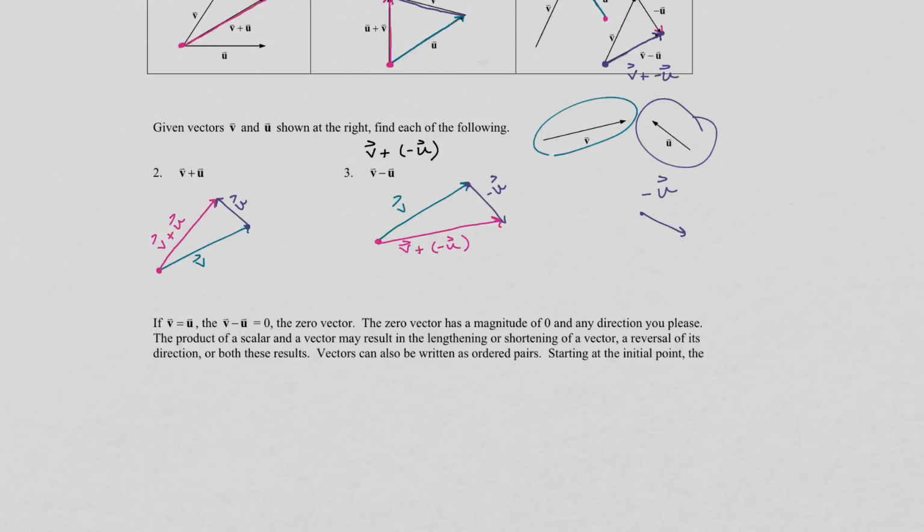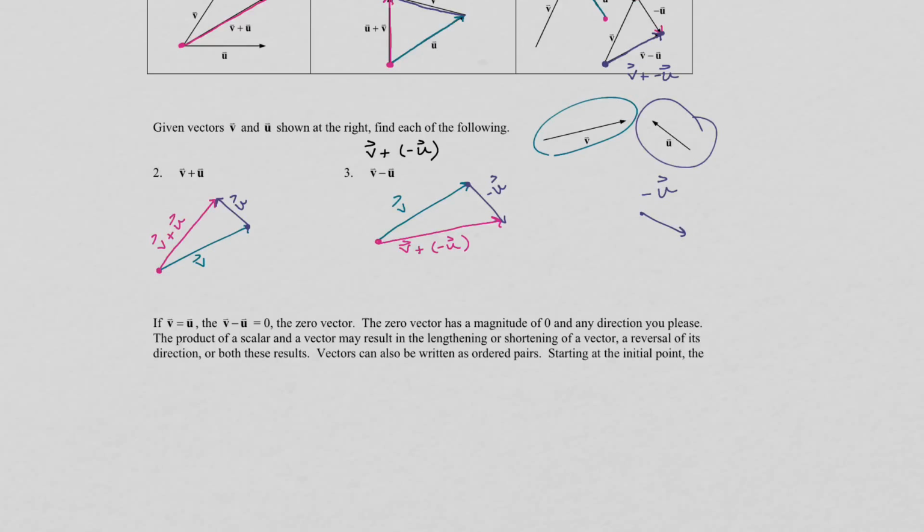And so again, my pink line is my solution. All right, so then we've got here that if v is equal to u, then v minus u equals 0, the 0 vector. The 0 vector has a magnitude of 0, so it has a length of 0 in any direction you please. So it can go in any direction, but it's got a length of 0, and that's when you have two vectors that are the same and you subtract them.